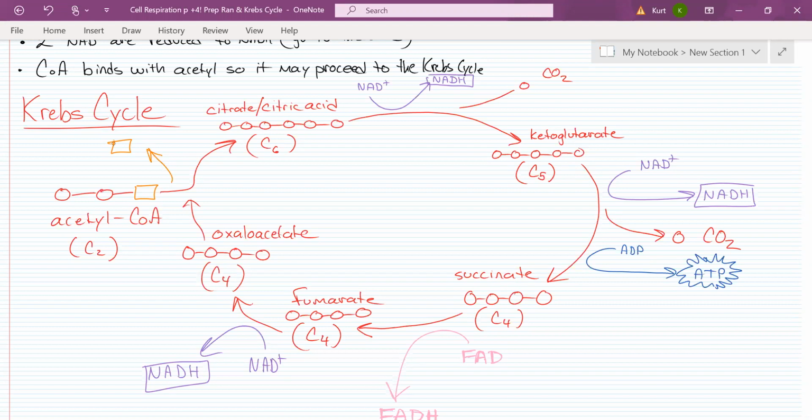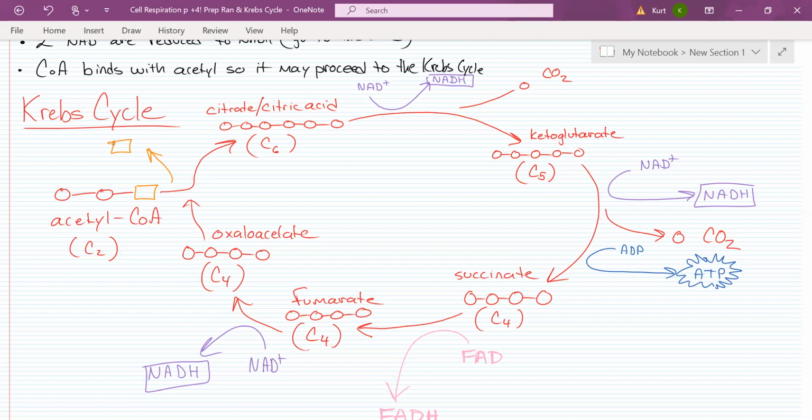And then throughout the whole process of this Krebs cycle, you go from C6 to C5 to C4, back to C6 to C5 to C4, over and over and over. You make a pair of NADHs here, here, and there. 3 different areas where you're making NADHs. You have one area where you're actually reducing FAD to FADH2, and you're even actually able to make some ATP.